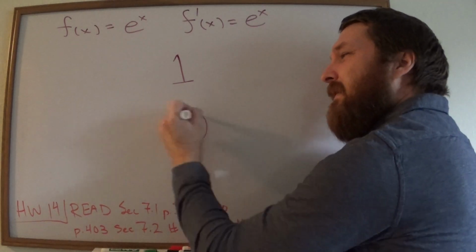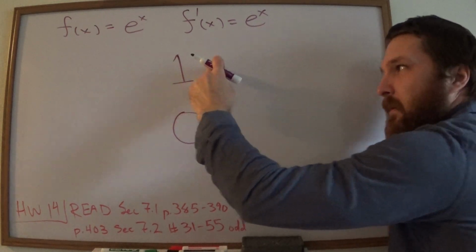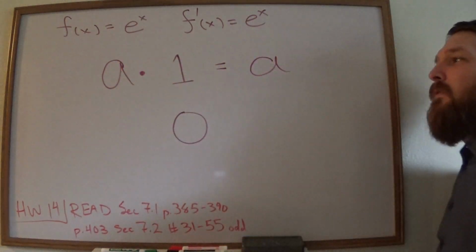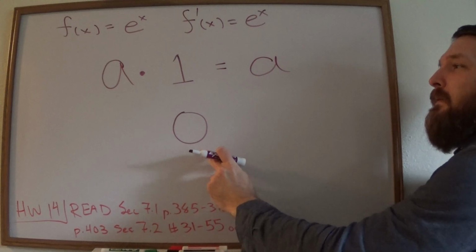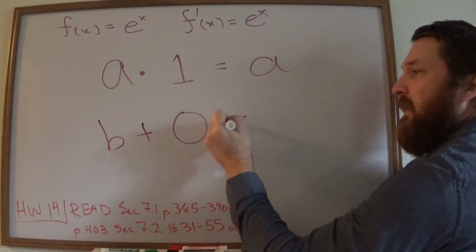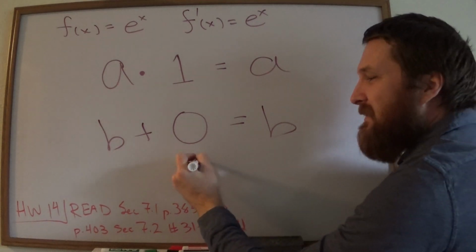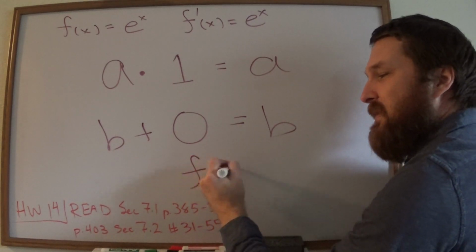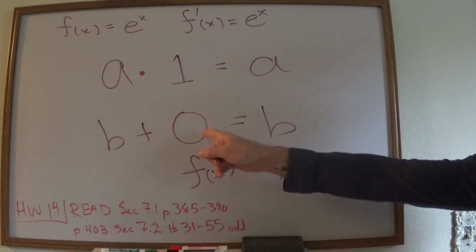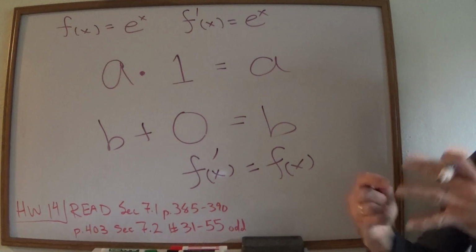0. And let's think about what properties they have. 1 is the number where you take any other number and multiply by it, and you get that original number back. 0 is the number where, when you add any other number to it, it stays the same. e to the x is the function where you take the derivative of it and it stays the same. These are like the building blocks of math right here, 1 and 0, right? Basically, you start with these two numbers and you build up from there.